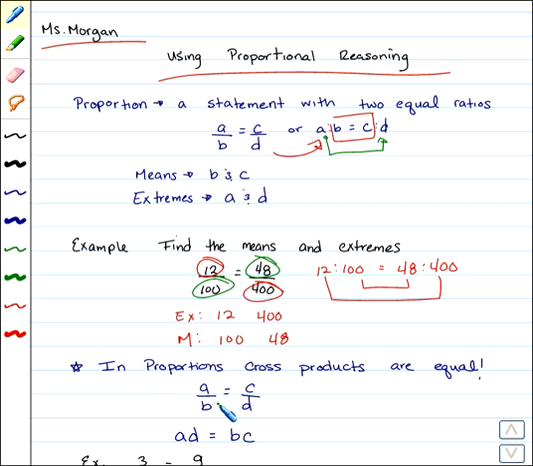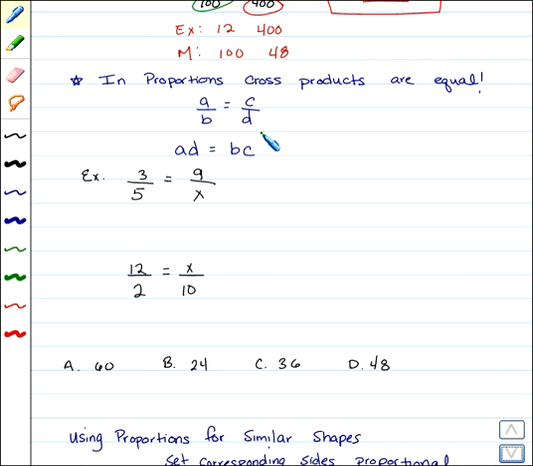Okay, now in proportions, cross products are equal. So cross products are actually a really great tool in proportions. All that means is that when you multiply your cross products, A times D, that's always going to be the same as B times C. So using this property, we can solve for x when we have a proportion.